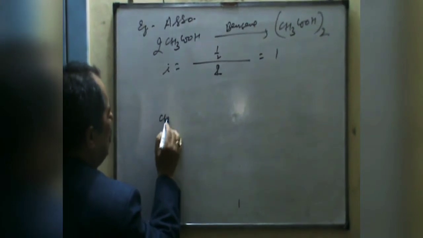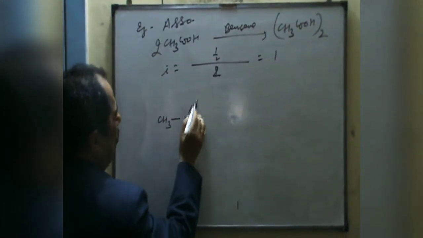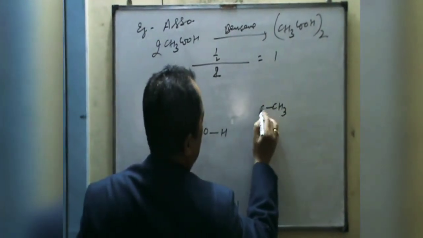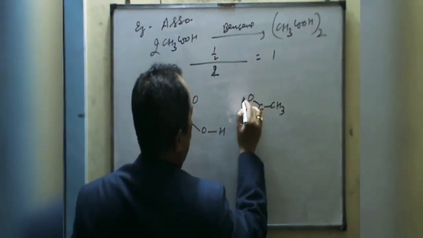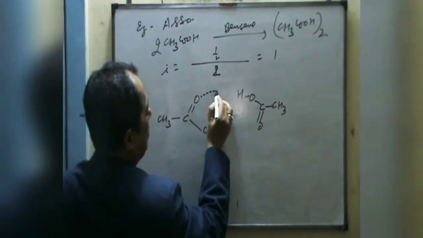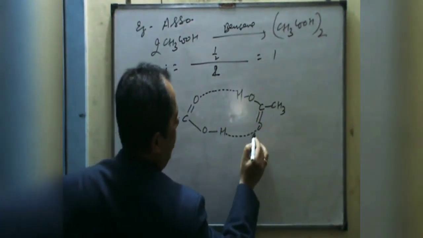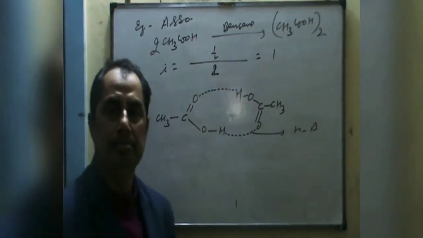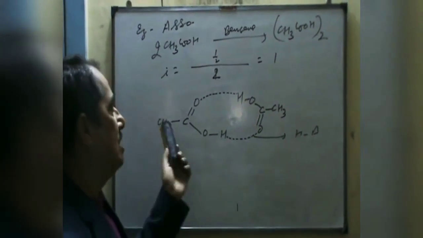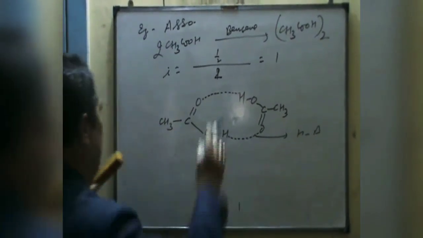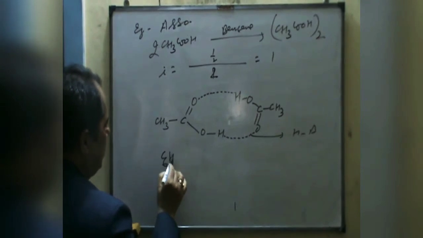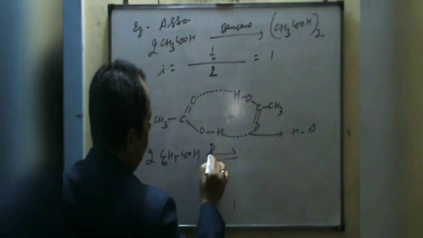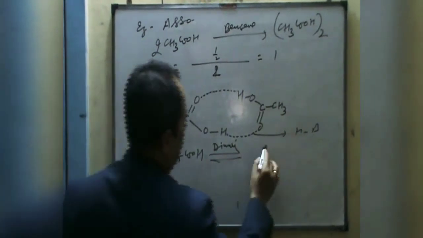So why is it like this? Because if you just draw the structure of acetic acid, it is like this: CH3COOH. Two molecules of acetic acid are bonded by what bond? Hydrogen bond. So it is dimerization. In case of dimerization, particles are reduced. This is association. Benzoic acid, two molecules also undergo dimerization.